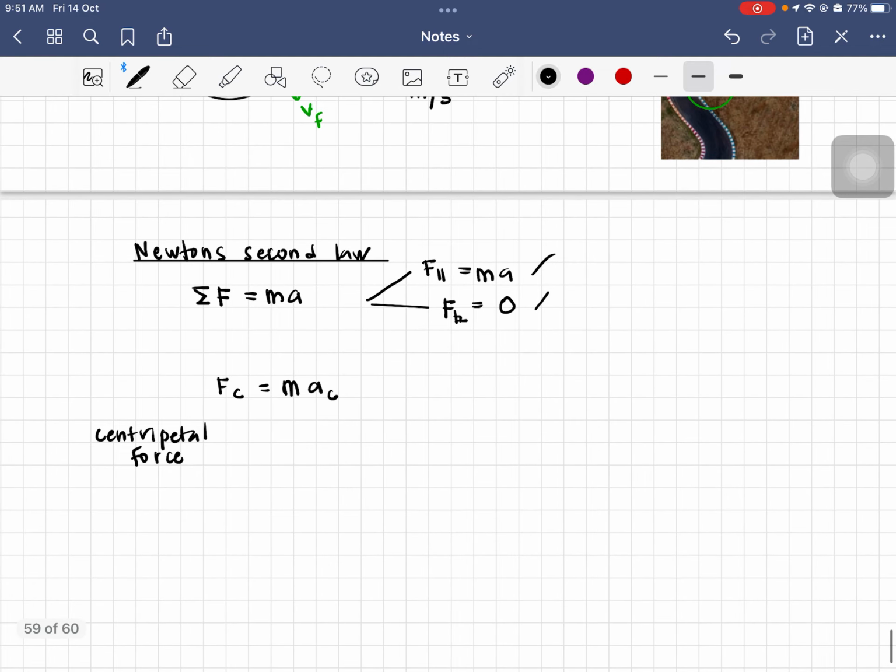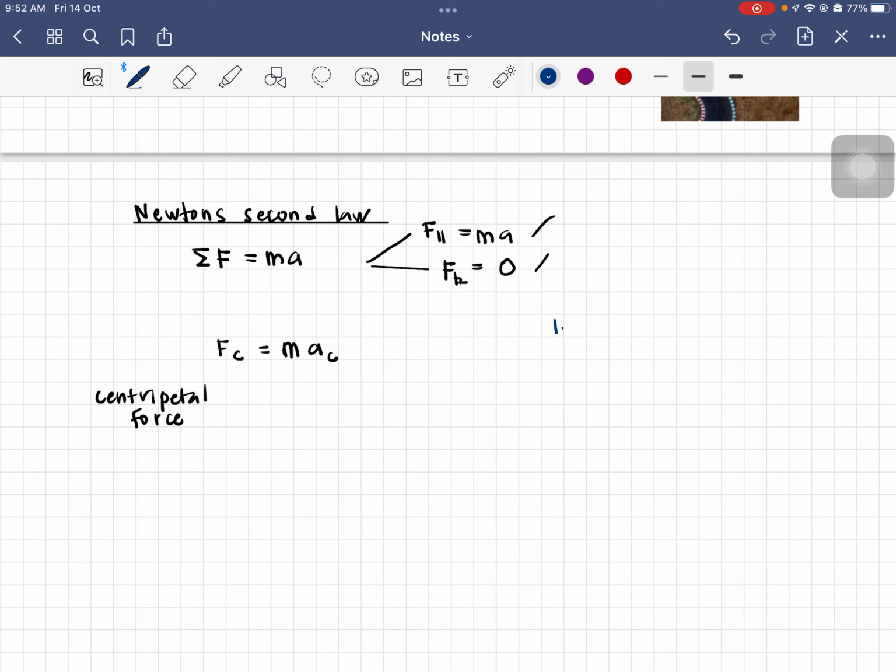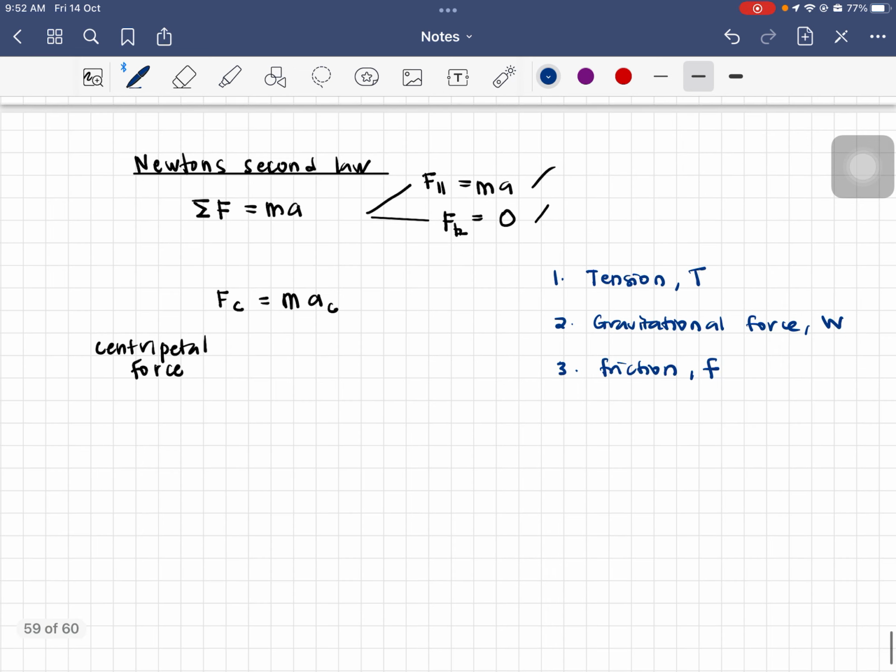Remember, in Newton's second law, we have 5 types of force. We have tension, which is T. Then we have gravitational force, which is W. And then we have friction, which is F. And then what else? We have push and pull. Last but not least, we have normal force, which is R. And the fifth is your push or pull force, the external force.